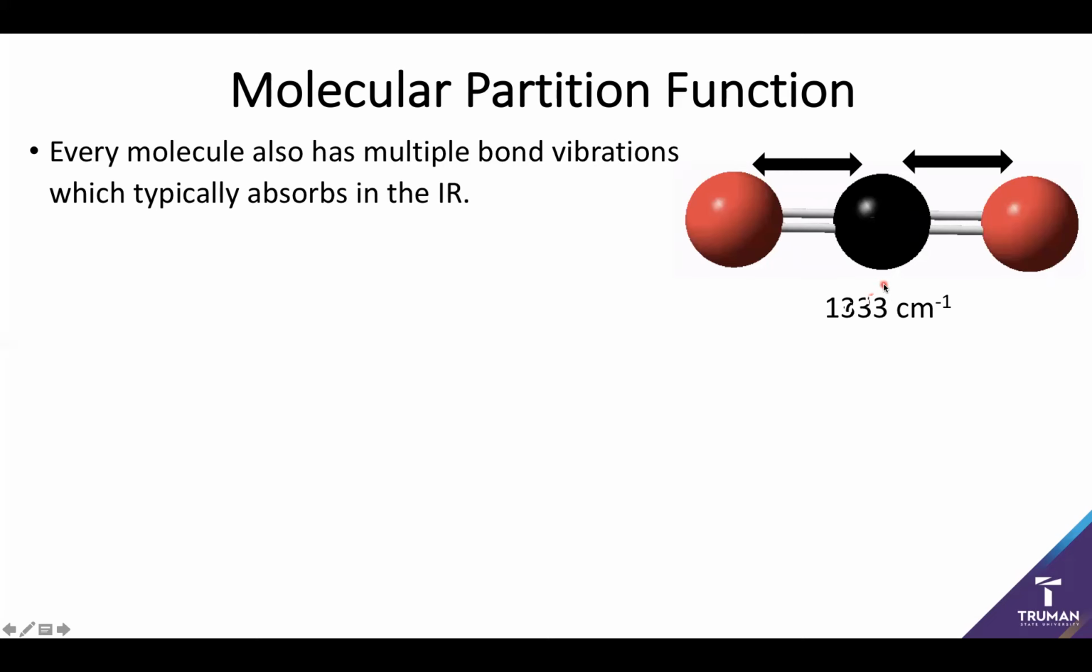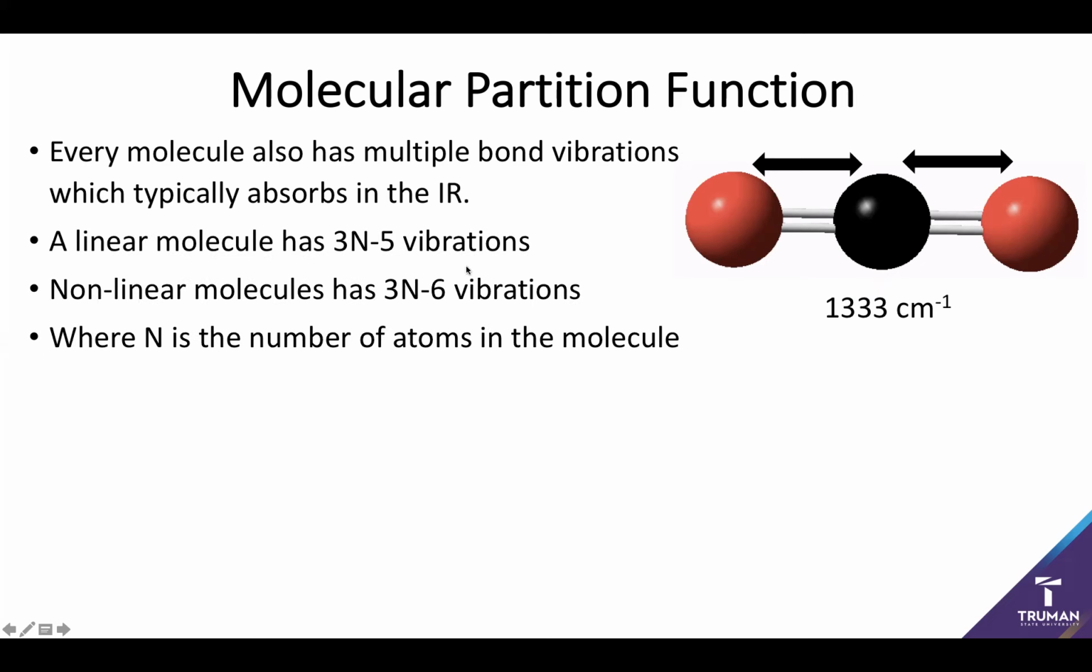1,333 inverse centimeters. However, the problem is there isn't just one vibration per molecule. So if I've got a linear molecule, I'm going to have 3N minus 5 vibrations, where N is the number of atoms in a molecule. So for a small molecule, like a diatomic molecule, where I only have 2 atoms, this would be 3 times 2 minus 5, so I only have 1 vibration, which makes sense because all my other movement is caught up in rotations and translations. In fact, 3 translational degrees of freedom and 2 rotational, leaving me only 1 vibration.